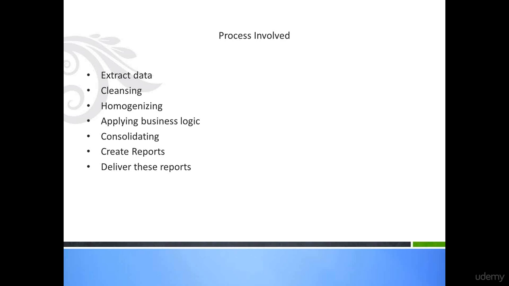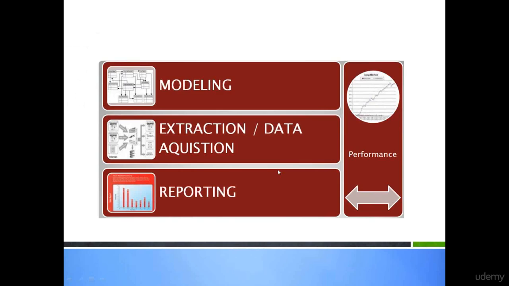Applying business logic means, for example, I need to know the information only for the first quarter, so you filter based on the business logic. And you consolidate all the different modules into one, and then you create a report and deliver it to the business people. That's how things happen in the business warehouse. So there are 3 different parts of a business warehouse: modeling, extraction, and reporting.